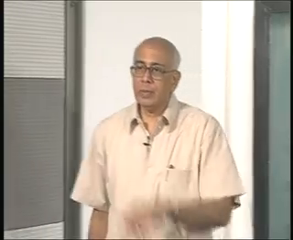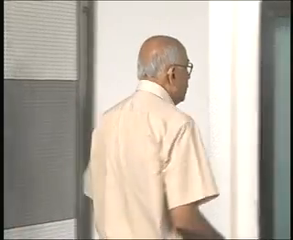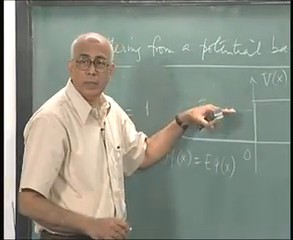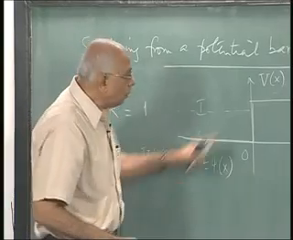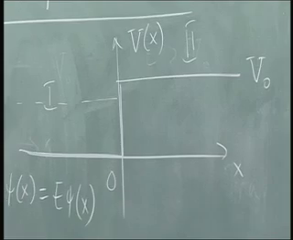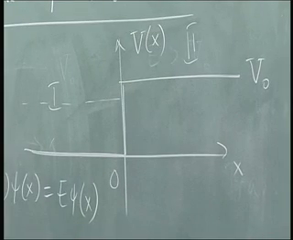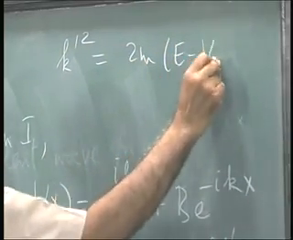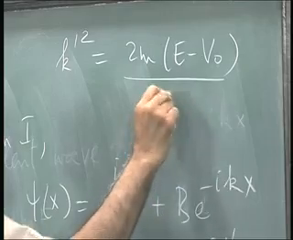Now for Purnima's question in a slightly different guise, what happens if E is less than V naught in this problem? What happens if this is your total energy? That is also an allowed value of the energy. What would happen in this region? This would still be the form of the wave function, but look at what K prime is. K prime squared is 2m (E minus V naught) divided by h cross squared.